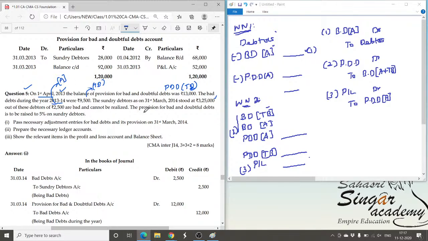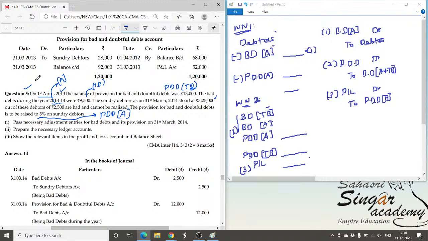And the provision for bad and doubtful debt is to be raised at 5% on sundry debtors. So we have to create a further 5%. This is nothing but provision for doubtful debts to be maintained, otherwise given in the adjustment. So we have found out the provision for doubtful debts given in the trial balance, the provision for doubtful debts given in the adjustment, and the bad debt in the trial balance and the bad debt in the adjustment. So we got all these things.